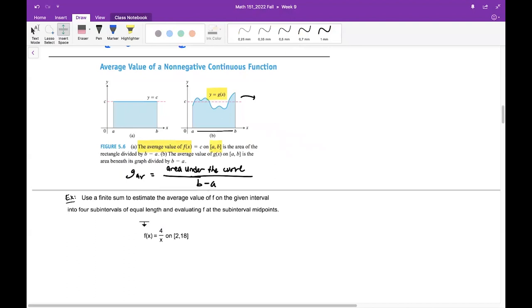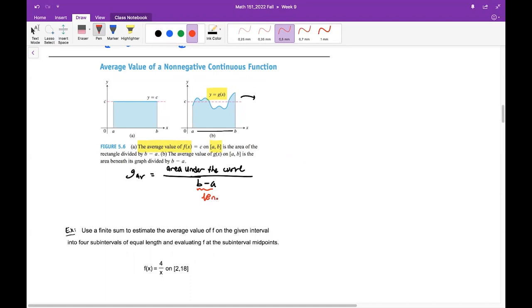This gives us the length of the interval used in the graph. Okay, this expression gives us the average value of g.